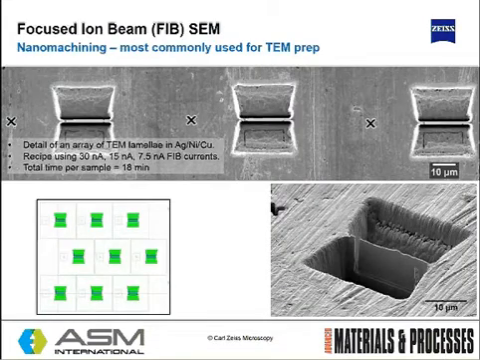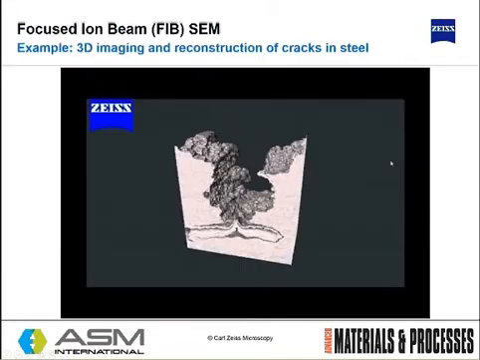On the nanomachining side, you typically see these little X's, which are calibration points for the instrument, and an array of TEM lamellae. This is in a silver, nickel, copper alloy. It would be prepared, and typically per sample, this kind of 20 micron area can be milled within about 18 minutes. So it is a relatively fast technique.